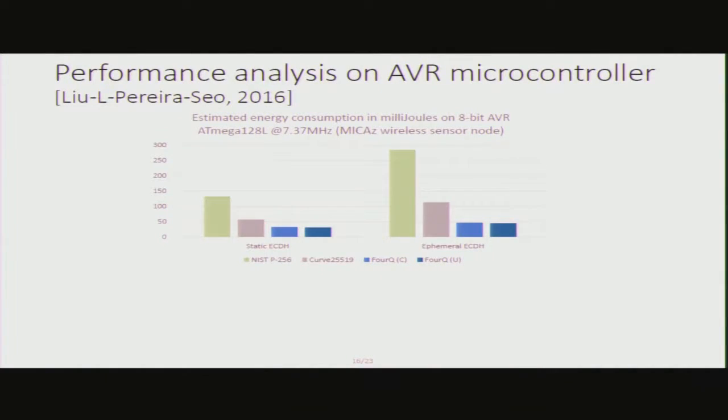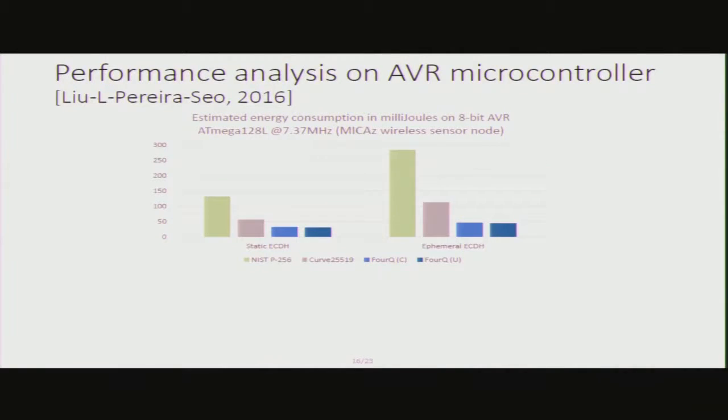Again, NIST P256 results in green, Curve25519 in gray, and 4Q in blue. By the way, the C means compressed public keys, and the U is the uncompressed version that I described in previous slides. Again, you can see the performance difference. These are estimated energy consumption in millijoules on the AVR, and this analysis corresponds to a wireless sensor node called MICAz at 7.37 megahertz.